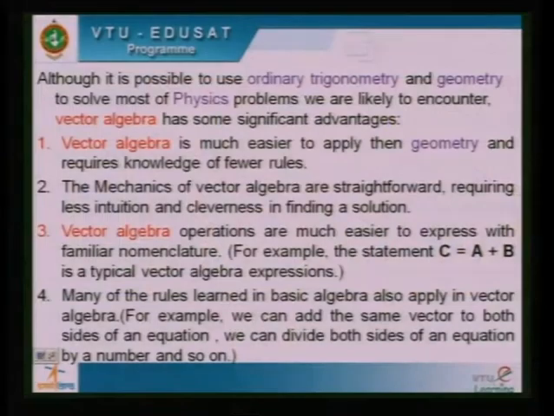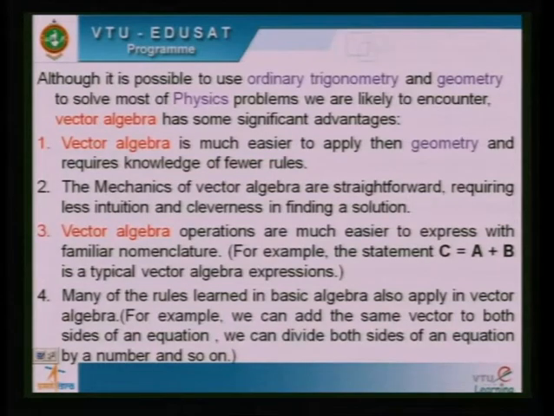Although it is possible to use ordinary trigonometry and geometry to solve most of the physics problems we are likely to encounter, vector algebra has some significant advantages. Is it clear? So along with those two topics, as I have mentioned earlier, trigonometry and geometry, we can use vector algebra with better advantages. Then you may ask, so what are those advantages, right?